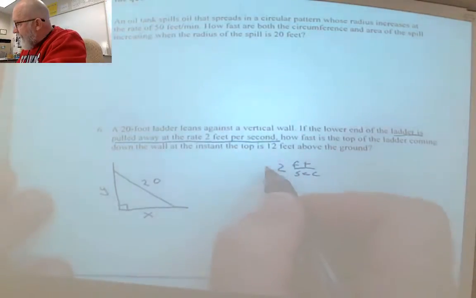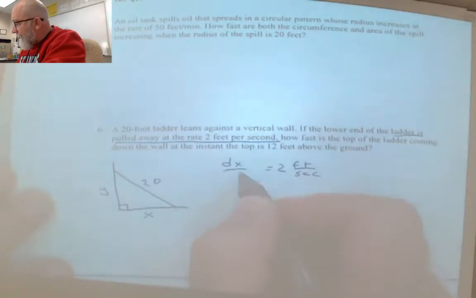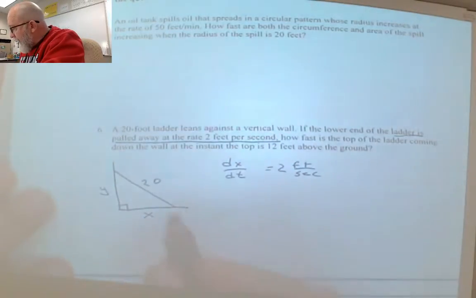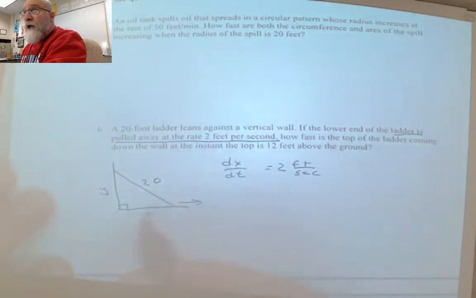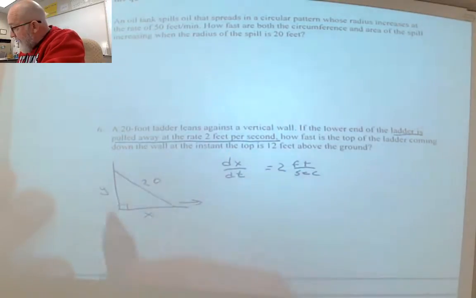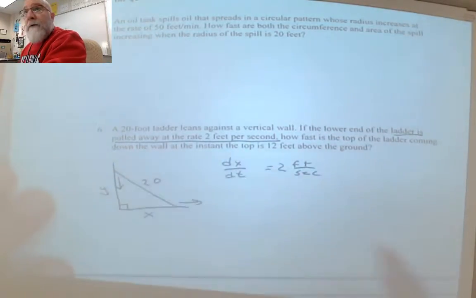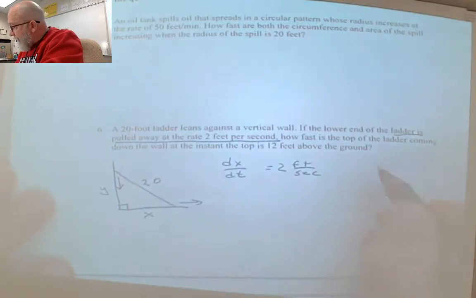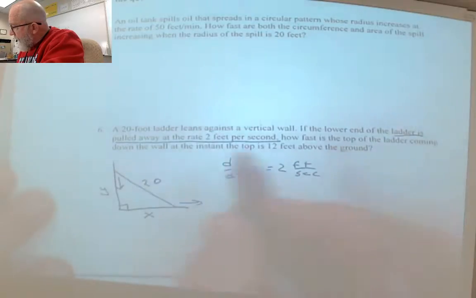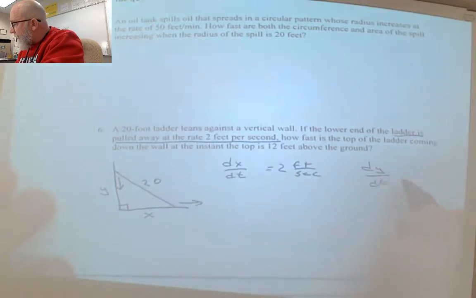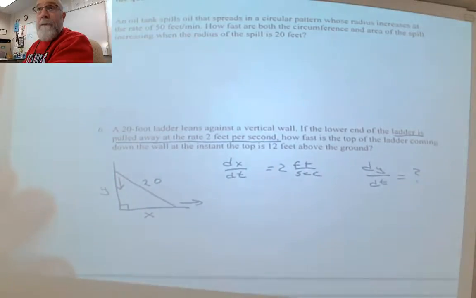Did I say this is dx/dt? Because it's being pulled this way and x is changing, correct? And that means y is dropping, correct? And so it says, how fast is the top of the ladder coming down? So we're trying to find dy/dt. Would you agree with that?